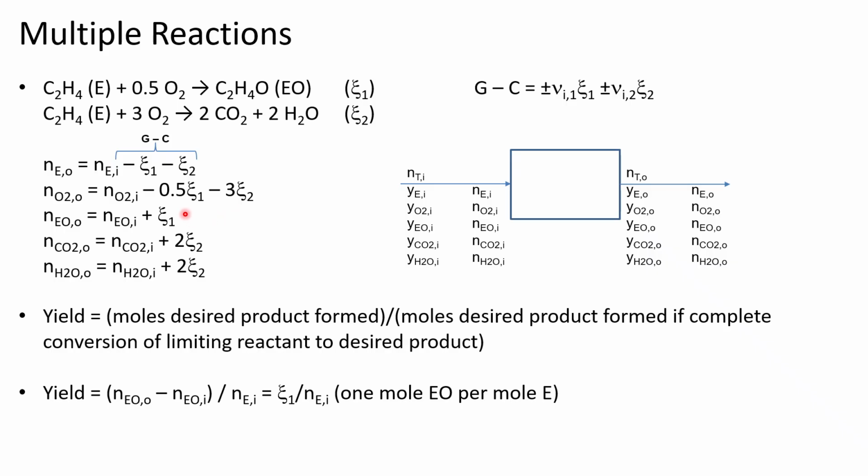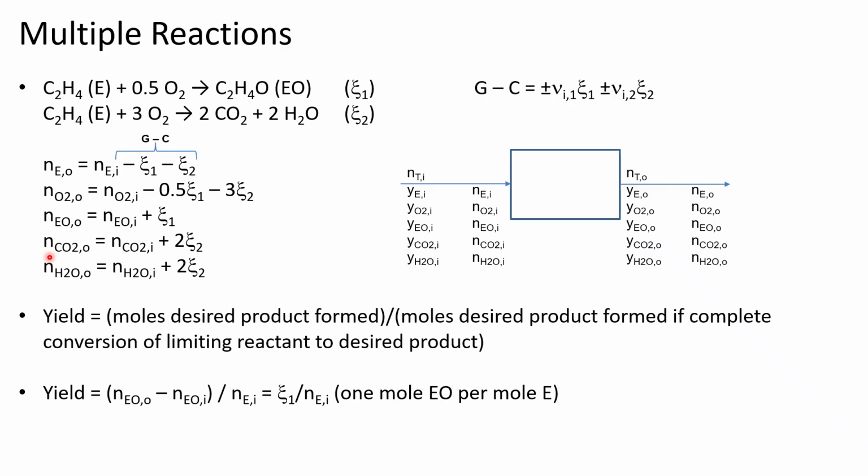Now let's move on to ethylene oxide. The flow rate of ethylene oxide out is equal to the flow rate in. Let's look at the first reaction and see what contribution we have from it. Ethylene oxide is a product of the first reaction, so we'll put a plus here. The stoichiometric coefficient is a 1, and we'll multiply by the extent of the first reaction. Ethylene oxide does not participate in the second reaction, so there isn't a contribution from the second reaction.